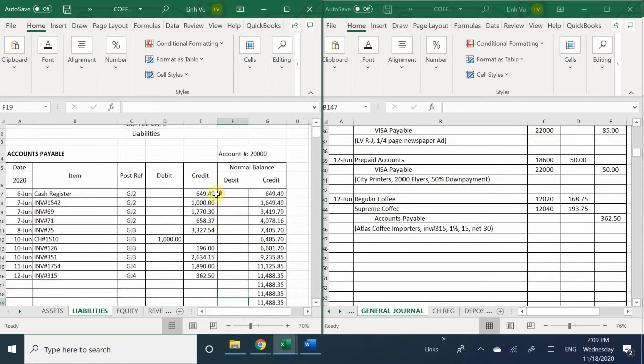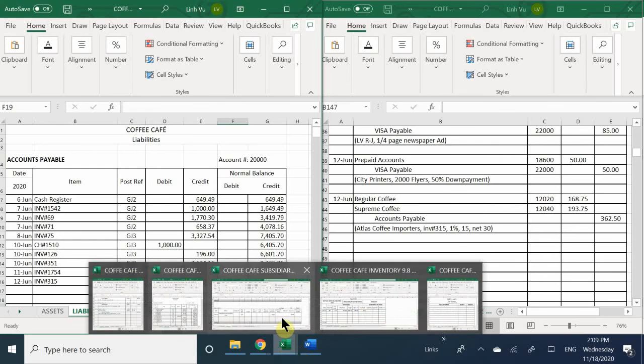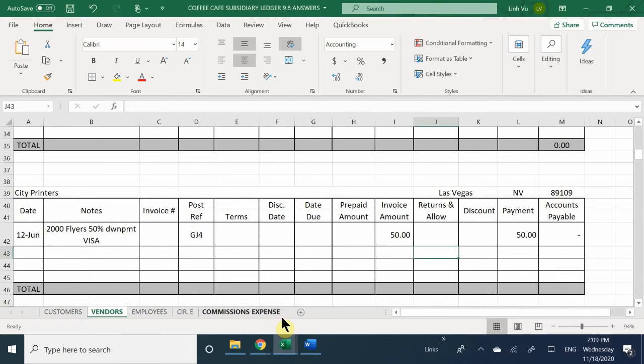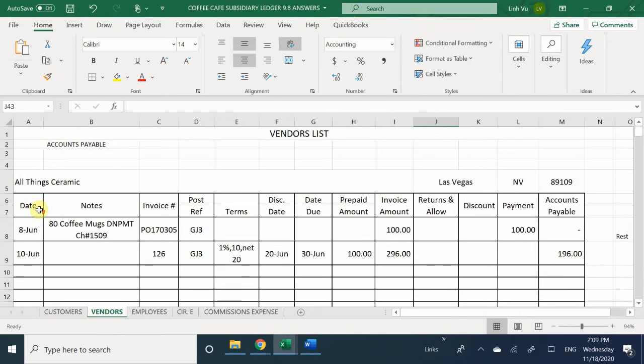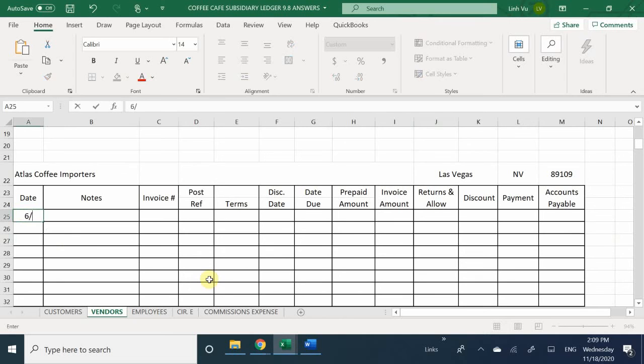Okay, good. So now that I've finished this, I can go into my actual subsidiary ledger and update my first entry into my Atlas Coffee. So here's my Atlas Coffee, 612. Here I'm going to write that I purchased 250 pounds of coffee. Invoice number 315, post reference general journal number 4, terms, yes, I was given terms.